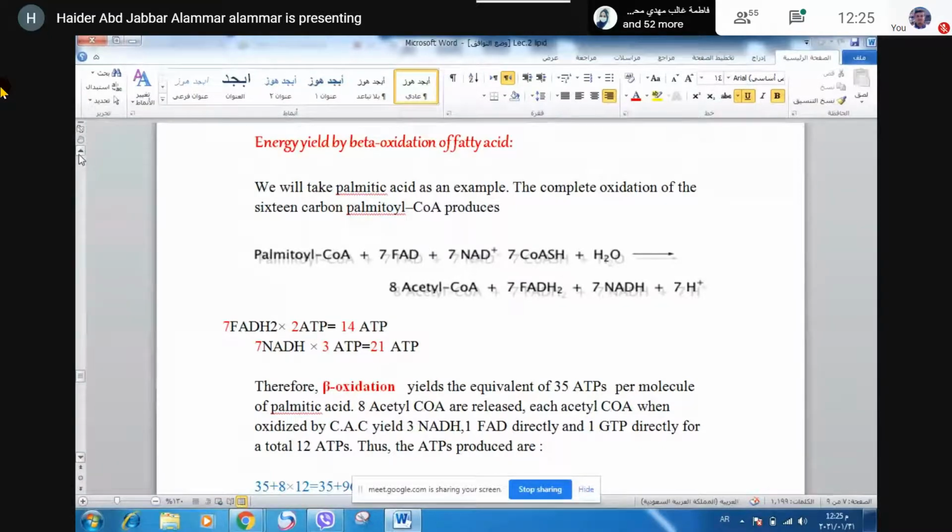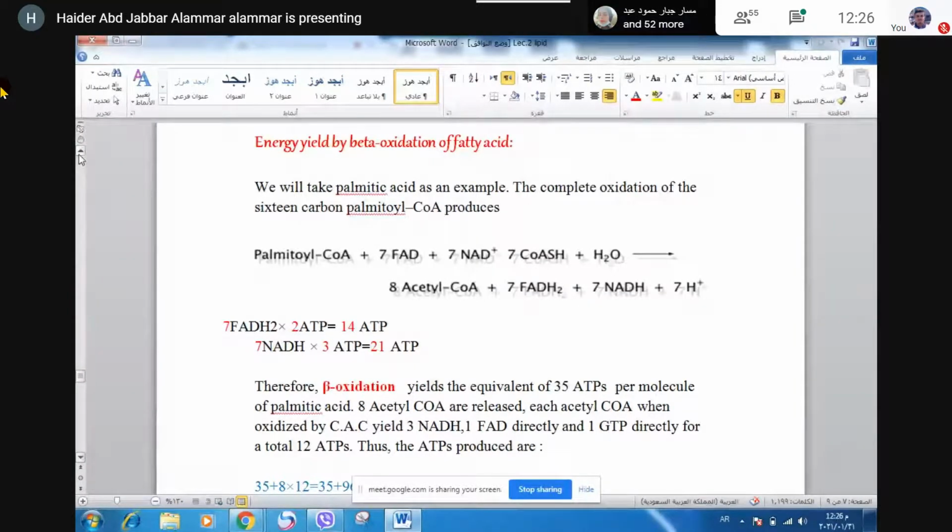Sorry, no, you must remember that we have a step of activation in the cytoplasm that consumes 2 ATP. So 35 minus 2 gives us 33 ATPs. This is the total energy yielded by oxidation of palmitic acid by beta oxidation only.